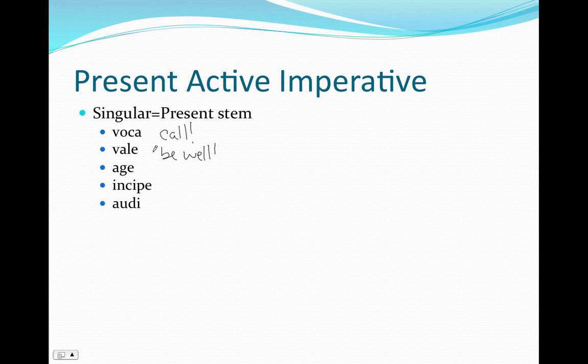be well. And valē is actually an important one to use because this is how we would say goodbye. Another common imperative, another common command is salvē. And this is equal to our essentially hello. This is a greeting. So valē, from the infinitive valēre. So we just knock off the re and we get our stem, which is also our present active imperative. Age, do it, come on. Age, from agere. Incipe, begin.